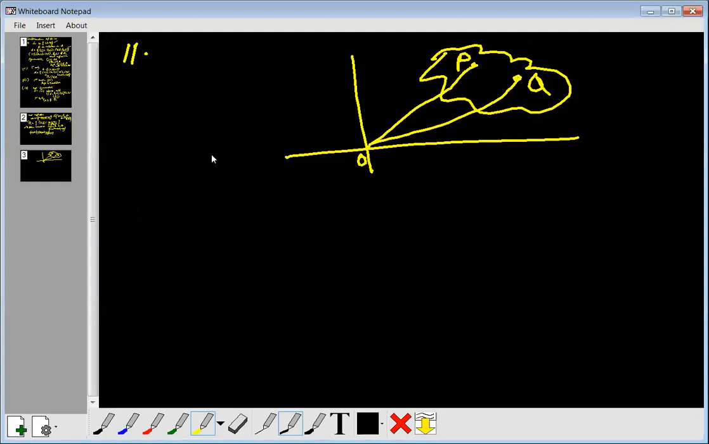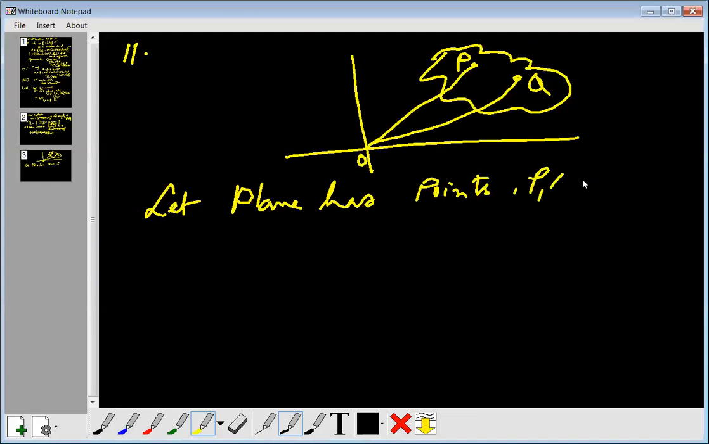So we have to take a set of points. In this plane, you've got so many other points. So let the plane have points P, Q, R, S, T. Some points you are taking. This is a set of these points. But now the relation R you are picking up in such a way.